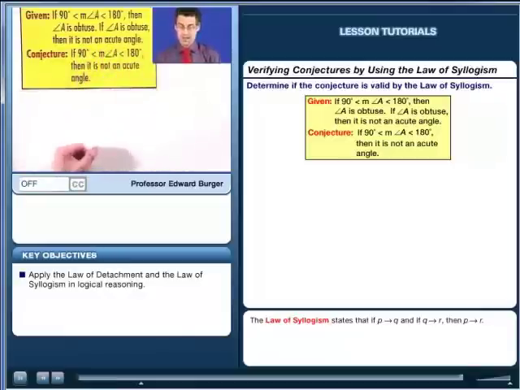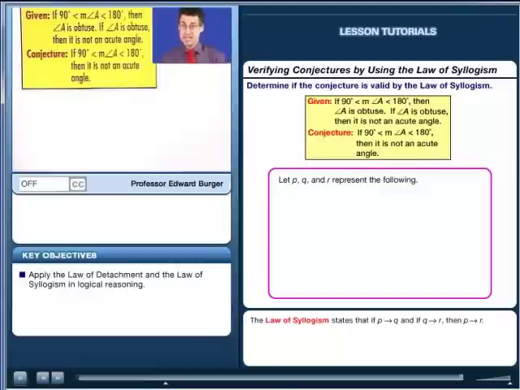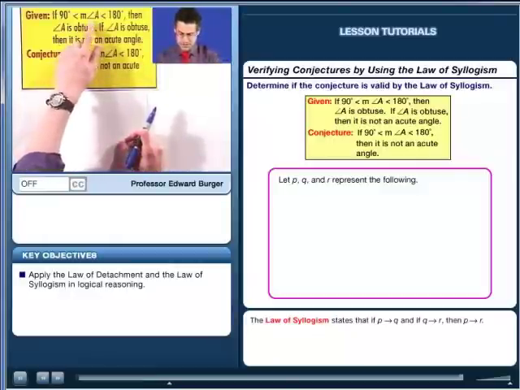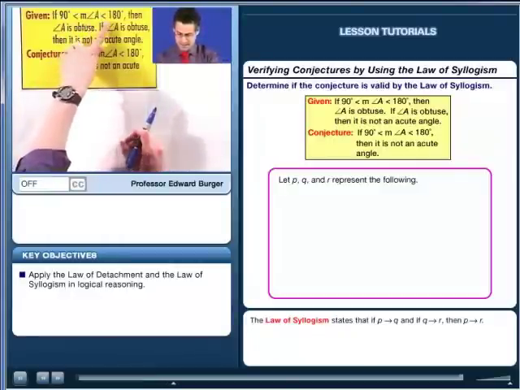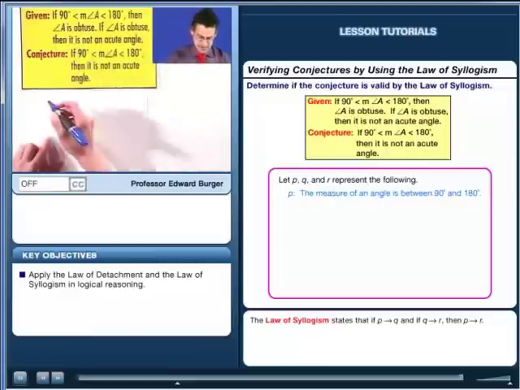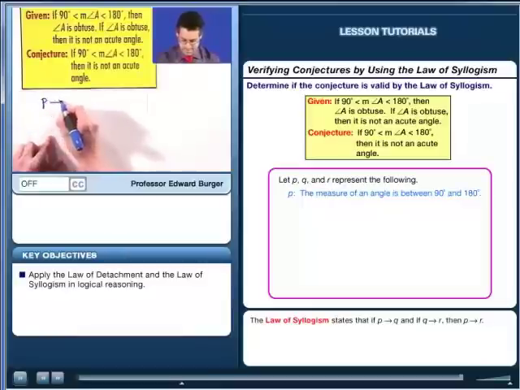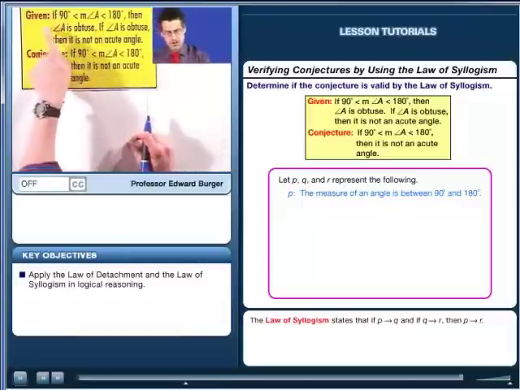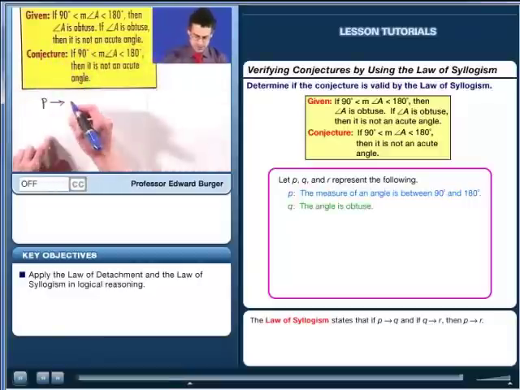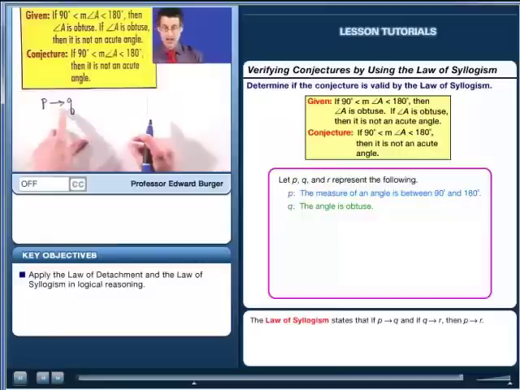We're also given the conditional statement that if angle A is obtuse, then it is not an acute angle. And given that is true, here's the conjecture. If the measure of angle A is bigger than 90 degrees but less than 180 degrees, then it is not an acute angle. Well, let's actually write out some of this and see if we can convert this to symbols. So let's let P be the statement that the measure of A is bigger than 90 degrees and less than 180 degrees. Then the first given is that P implies, and let's call Q, angle A is obtuse.